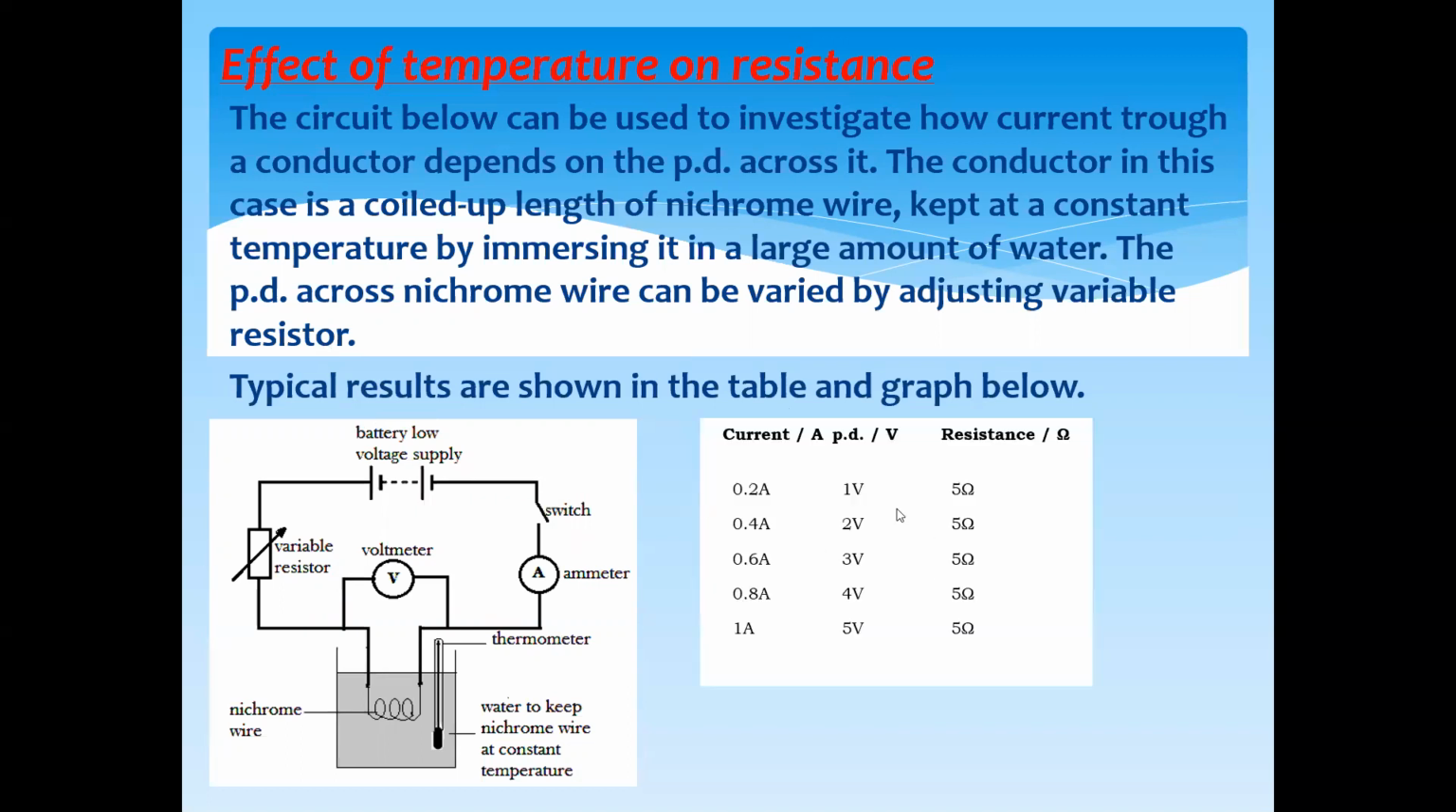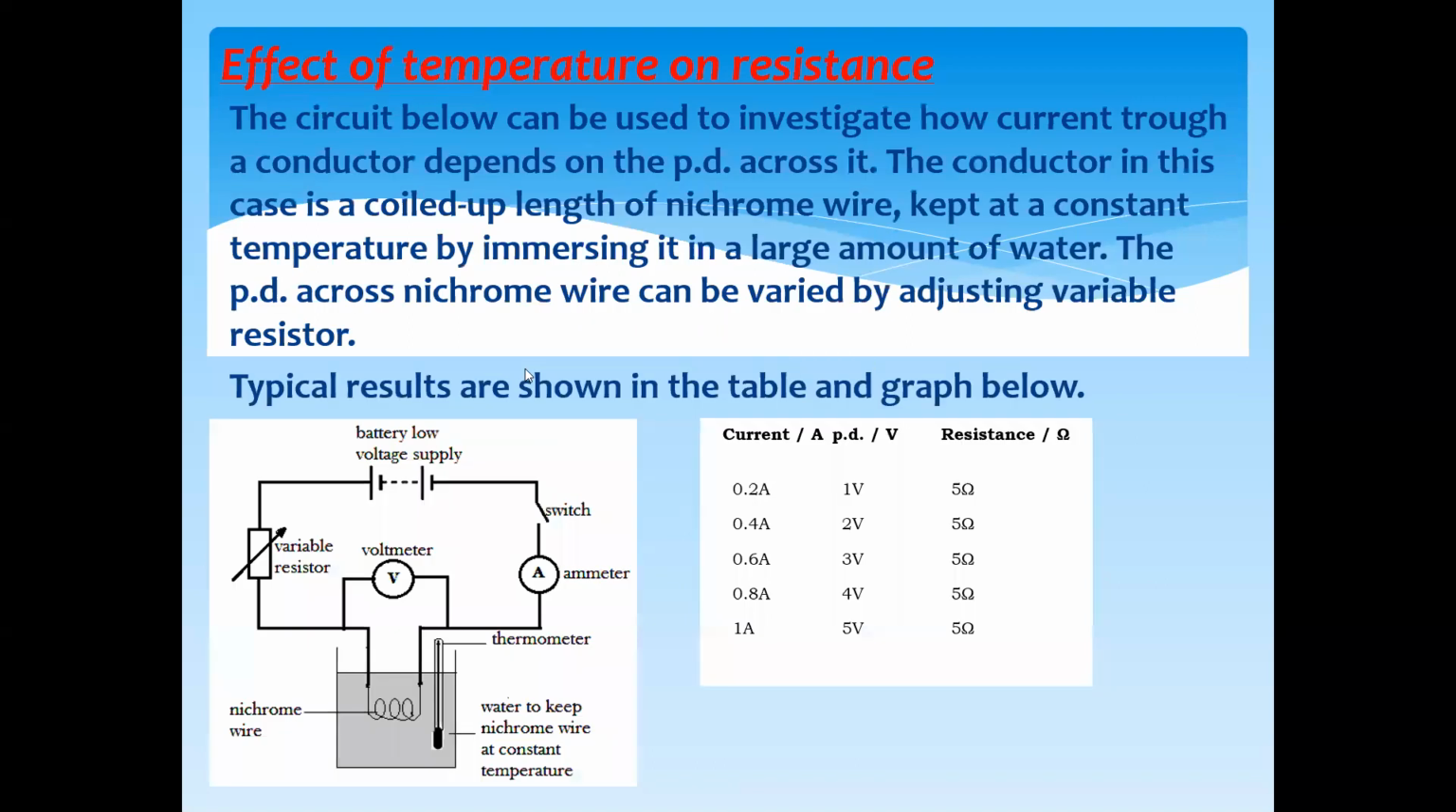These are the results which we obtain when we change the voltage and current using the variable resistor. When the current is 0.2, the voltage was 1, so the resistance comes out as 5. When the current is 0.4, the voltage is 2, and across the nichrome wire we again get 5. So here you can see the resistance remains constant.